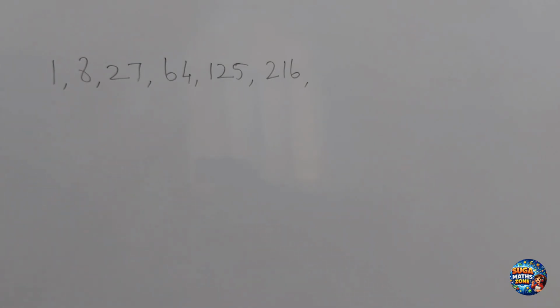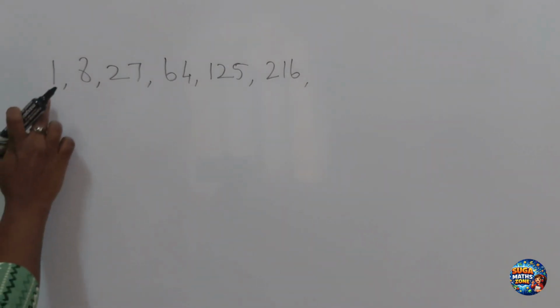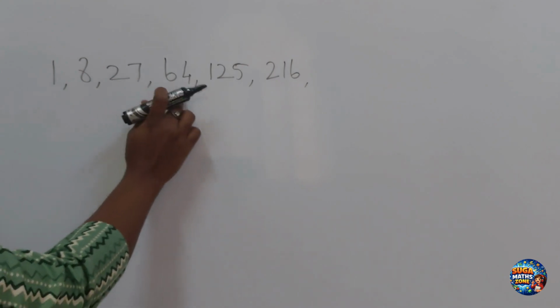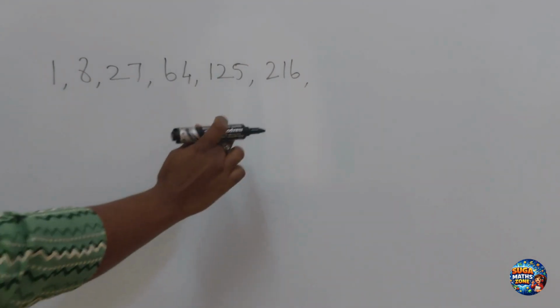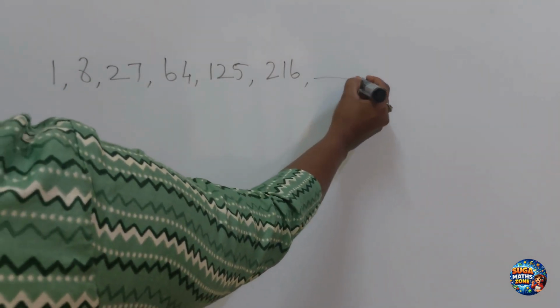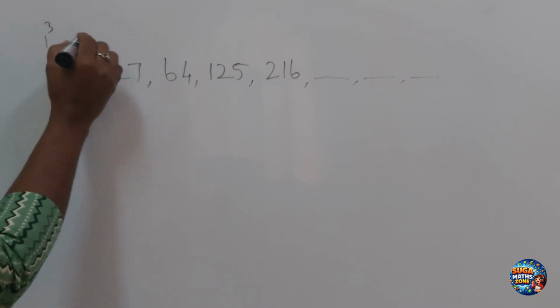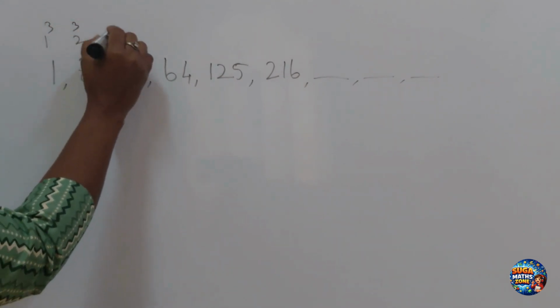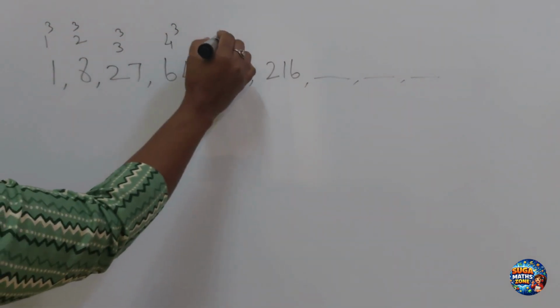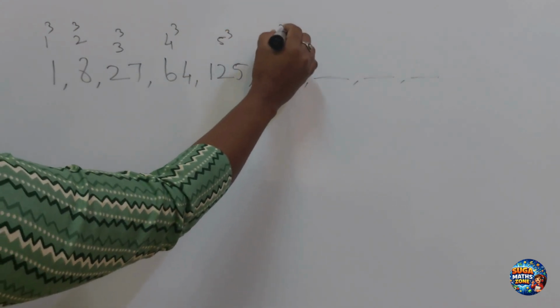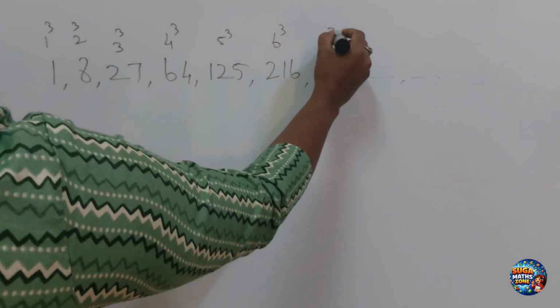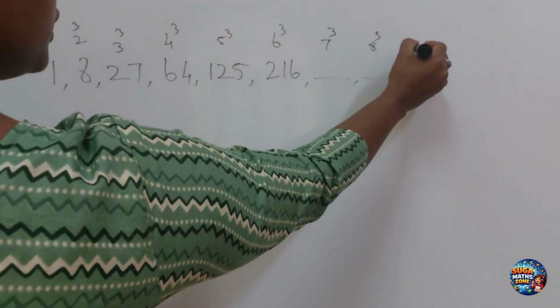Next one is cubes. In your textbooks, they are giving the numbers 1, 8, 27, 64, 125, 216. After these, you have to find three numbers. So cube means this is 1 cube, 2 cube, 3 cube, 4 cube, 5 cube, 6 cube. You have to find the 7 cube, 8 cube and 9 cube.